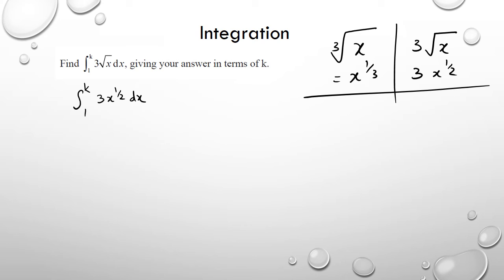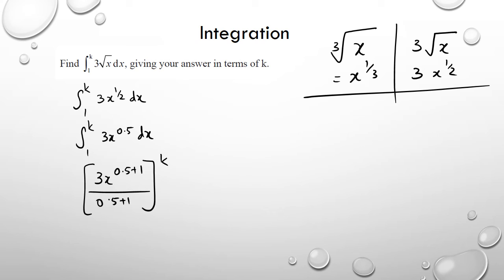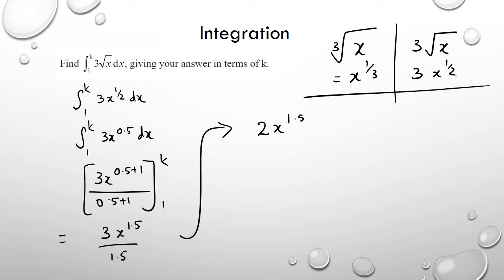Integrating this, I'm just going to make it 0.5 because I like working with decimals. It's a lot easier. So I've got 3x to the power of (0.5 plus 1) divided by (0.5 plus 1), between k and 1. So this is equal to 3x to the power of 1.5 divided by 1.5. We okay so far? 3 divided by 1.5 is 2. So we've got 2x^1.5, between k and 1.